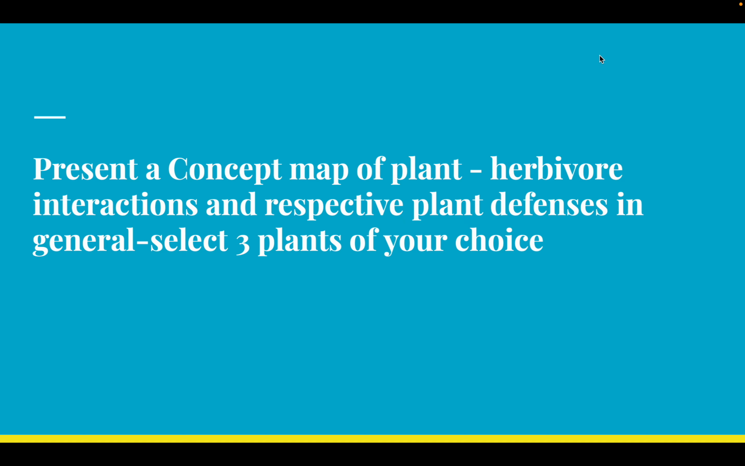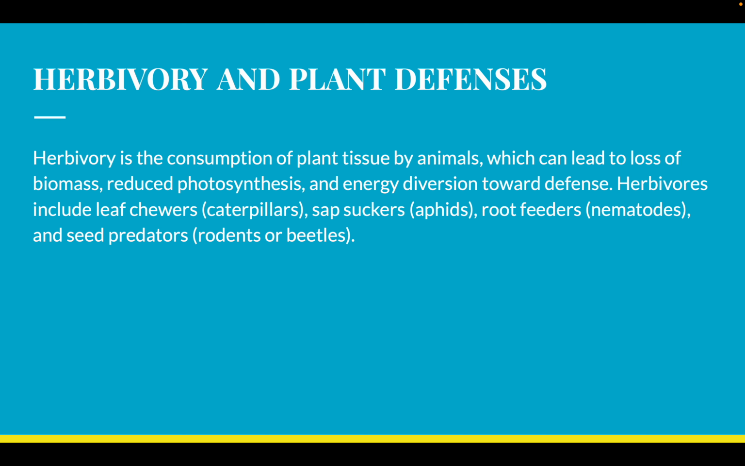Hi. So I'll be addressing the first question, which basically addresses herbivore interactions and respective plant defenses in general. I'll start with a brief introduction of herbivory and plant defenses. Herbivory is basically when animals feed on plant tissues. This feeding could damage the plant by reducing its overall growth. It could cause a loss of biomass and lower photosynthesis.